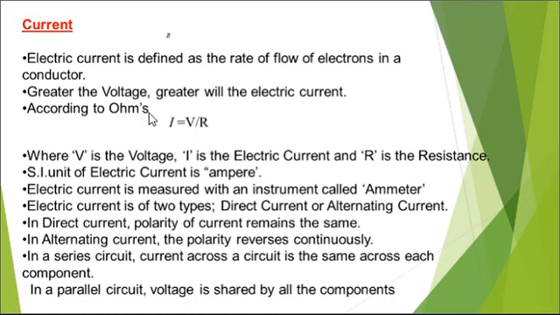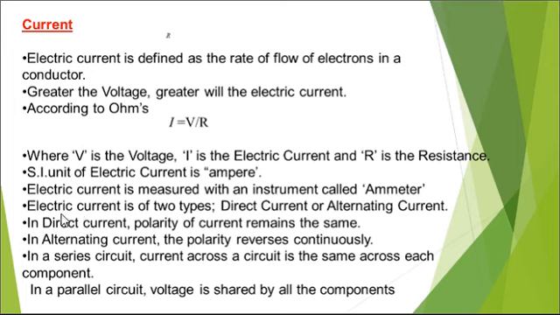That means V is proportional to I: the greater the voltage, the greater the electrical current. Here V is the voltage, I is the electrical current, and R is the resistance. The SI unit of electrical current is the ampere. Since I is equal to Q by T, it is coulomb per second, so coulomb per second is equal to amperes. Electrical current is measured with an instrument called an ammeter, a device to measure the electrical current along the circuit.